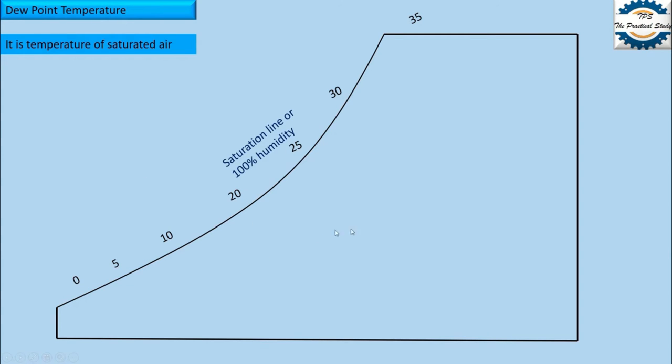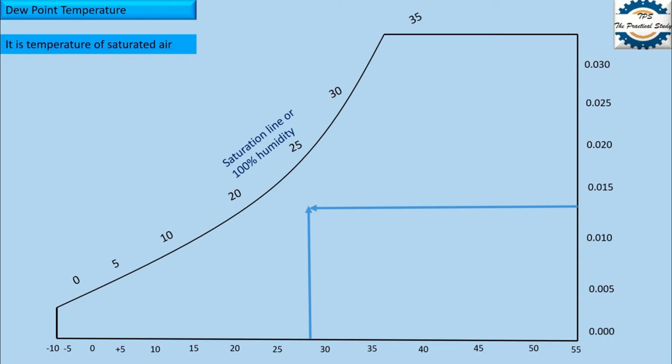Specifically, dew point temperature lines do not seem to be plotted on the psychrometric chart. But how can you find the dew point temperature? It's very simple. Let's suppose this is the dry bulb temperature scale, and this is the humidity ratio scale. If you know these two parameters, then you can easily find the dew point temperature. For example, you have dry bulb temperature 28 degrees centigrade and humidity ratio 0.013. Then at the point of intersection, you draw a horizontal line towards the wet bulb temperature line in order to find the dew point temperature. I hope this is clear.